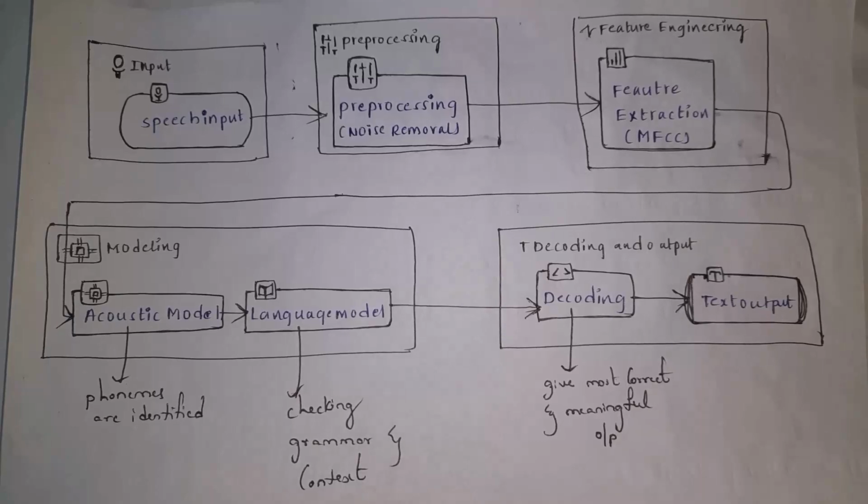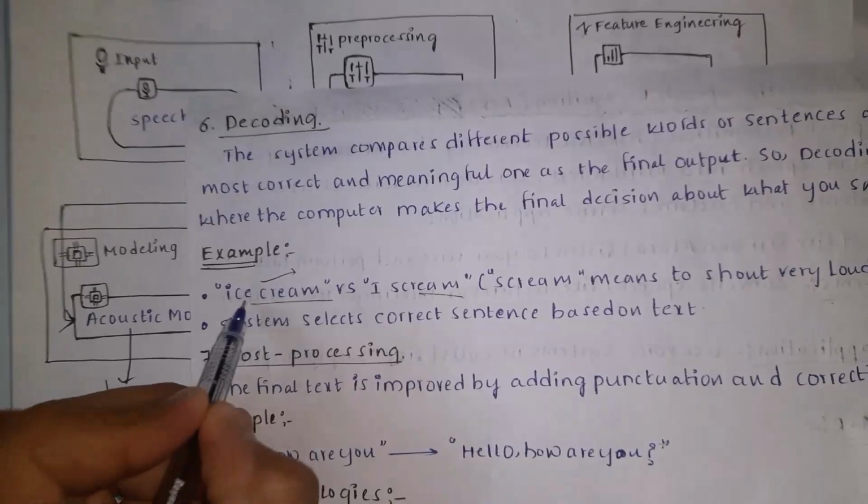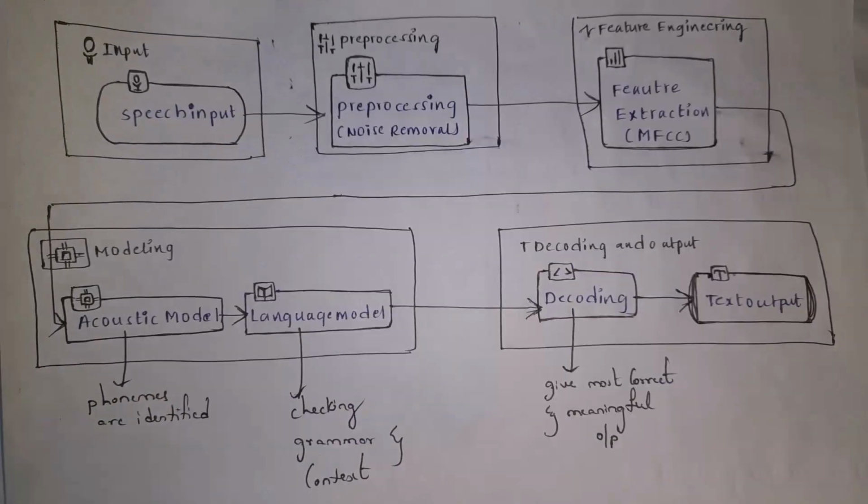After modeling, the next step is decoding. In the decoding step, among so many possible words, the correct word is selected. For example, whenever I say I ate ice cream, ice cream is selected instead of I scream. And at last, the computer will generate output.